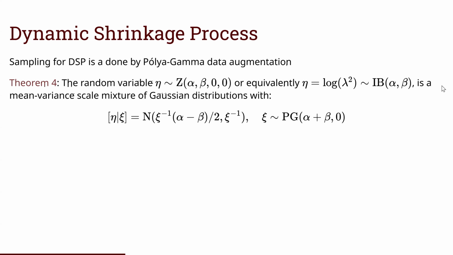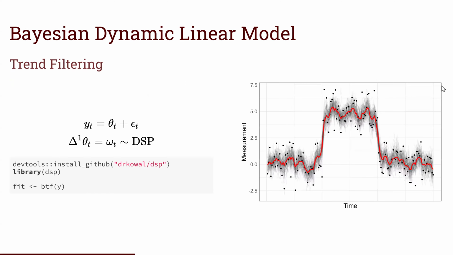I'm probably going to skip this, but this is just saying that we can do Gibbs sampling for this process, this dynamic shrinkage. Okay, so this is an example of fitting that model. I also have here on all the slides code snippets for how you can fit these models easily. Currently, everything is in separate packages. I'm working to consolidate them all into one overarching package.